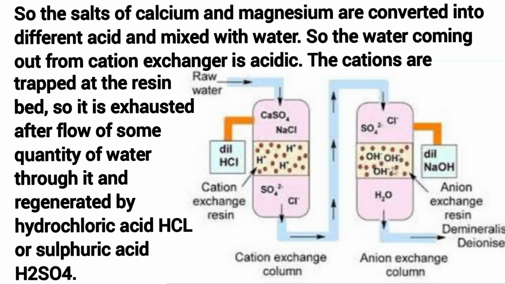So the salts of calcium and magnesium are converted into different acids and mixed with water. So the water coming out from the cation exchanger is acidic. The cations are trapped at the resin bed, so it is exhausted after flow of some quantity of water through it and regenerated by hydrochloric acid, HCl, or sulfuric acid, H2SO4.